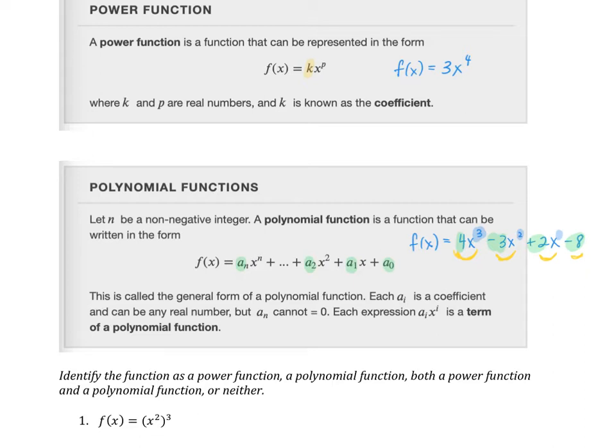Okay, so polynomial functions, power functions. Notice that the power function is like one term of a polynomial function. So if you only have one term, a monomial, that could be considered a power function as long as it meets the criteria of having k and p be real numbers.